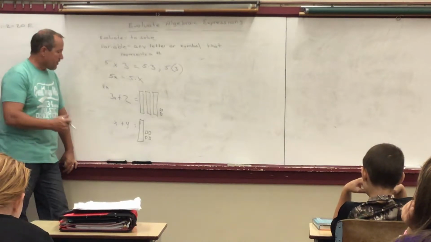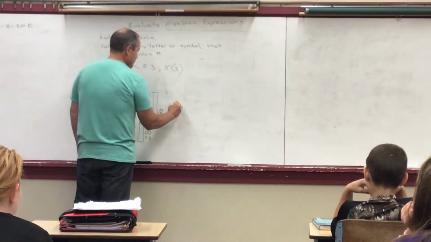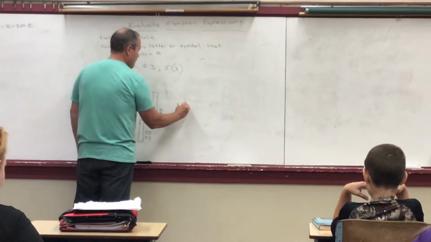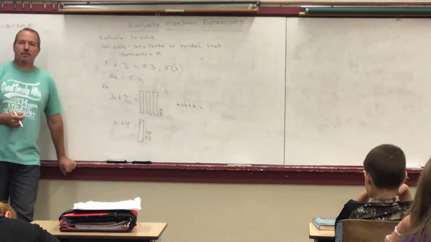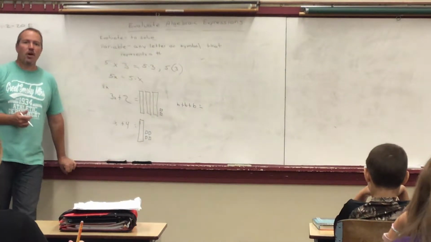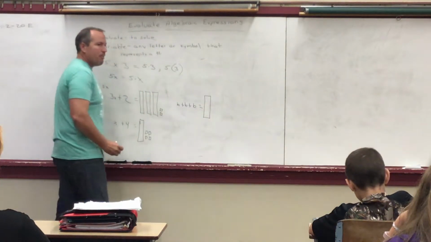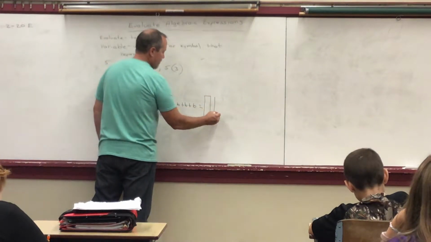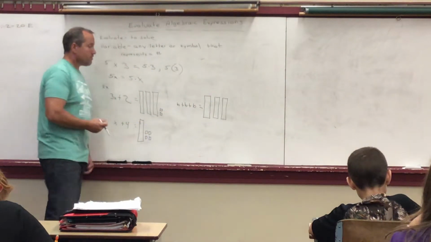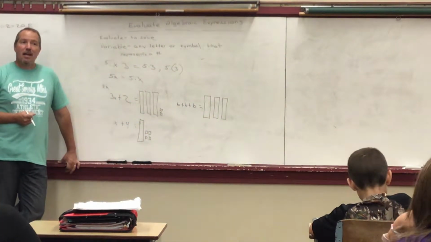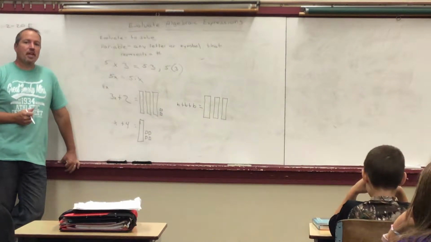Let's say we had b plus b plus b. Do we know what b represents? No, we don't. So, there's the 1b. Here is the second b. And there is the third b. That's identical to what other problem? That would be the same as? Owen?